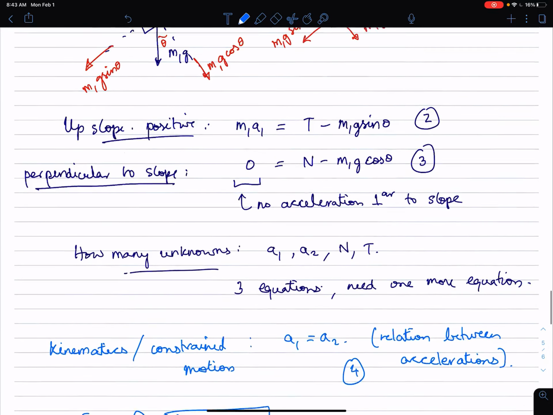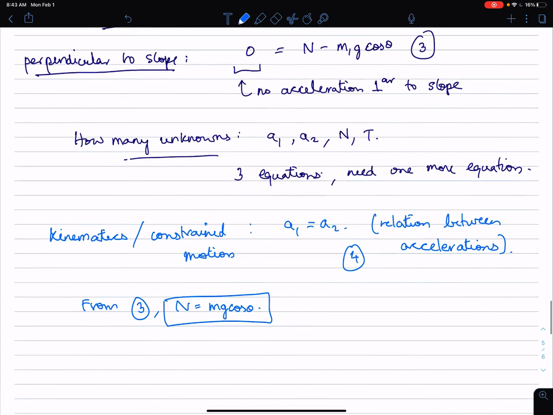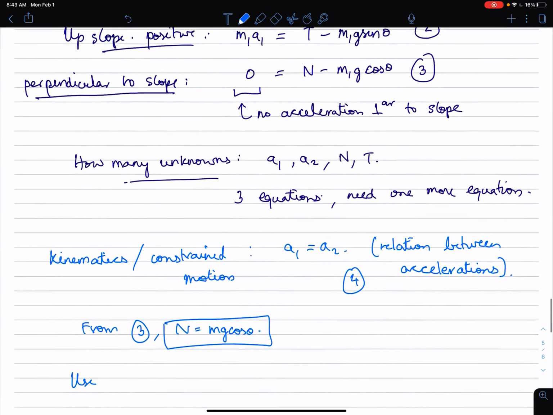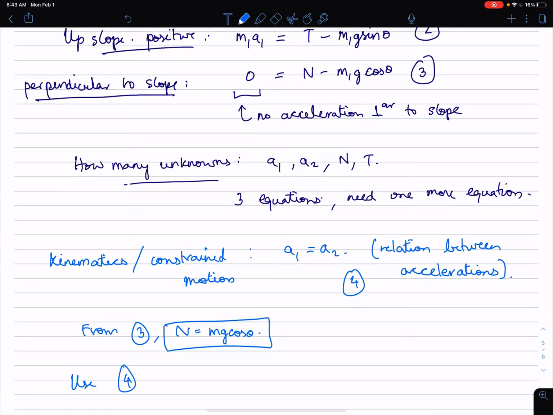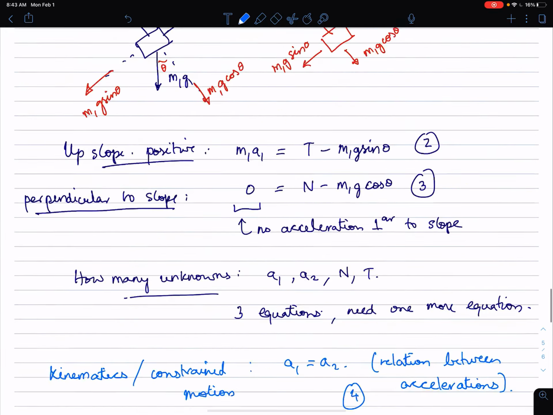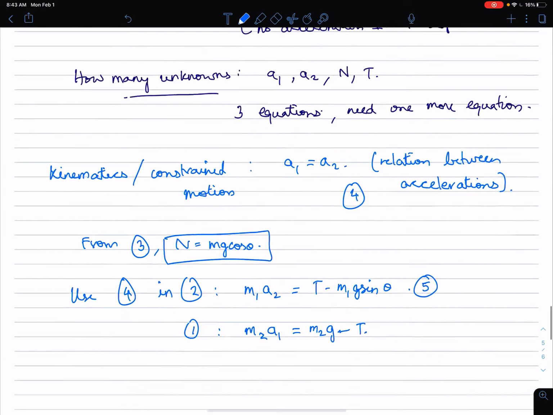And then let's use 4 in 2, we get m1a2 equals T minus m1g sine theta. This gives us 5. And then 1, if you recall, is already m2a1 equals m2g minus T. Okay.